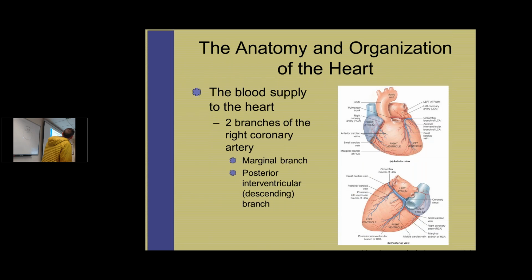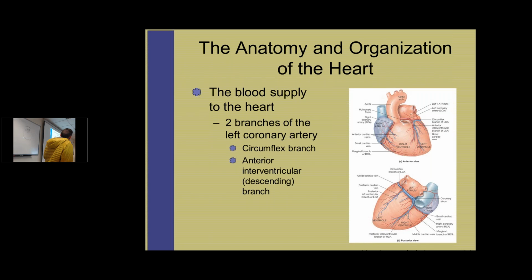Then we've got the branches of the right coronary artery: the posterior and then the marginal, and the marginal is that anterior branch there. And then it wraps around and goes to the posterior interventricular branch. Two branches of the left coronary artery are the circumflex, which kind of wraps around and hits the posterior side of that left ventricle, and then the anterior.